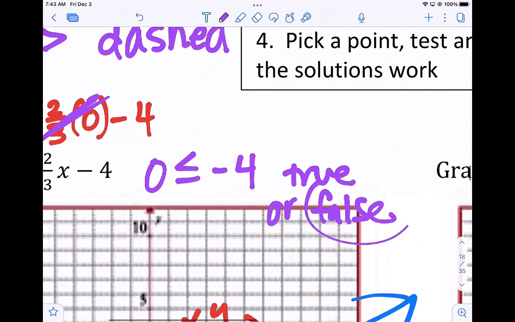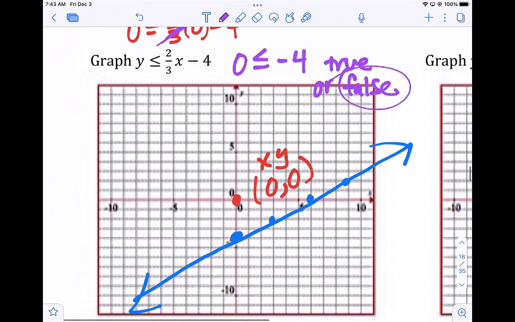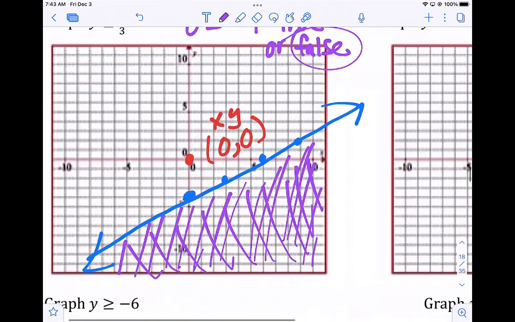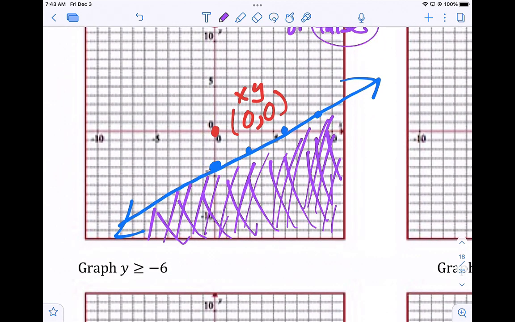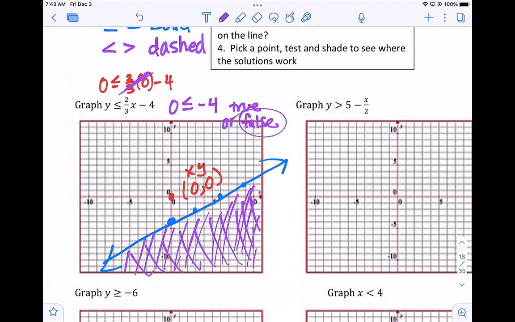So this is false. So if that's false, it means that this point doesn't work, and none of the points on that side work. So we're going to shade everything below the line, because we want to know where y is less than or equal to 2/3 x minus 4. So what that means is any point on the line or underneath the line, if you plug it into the inequality, it will be true. Let's try the next one.